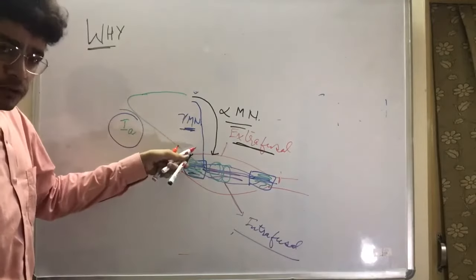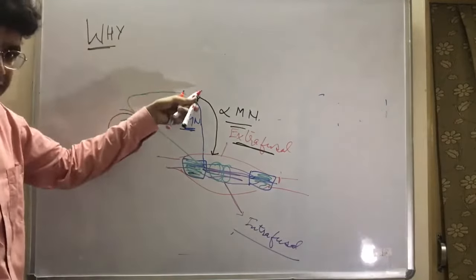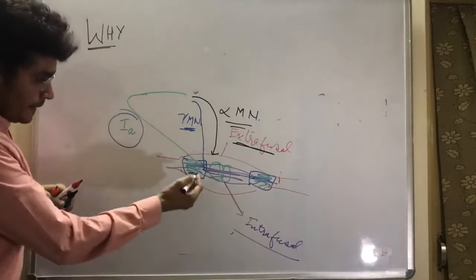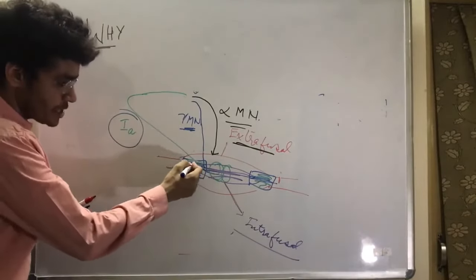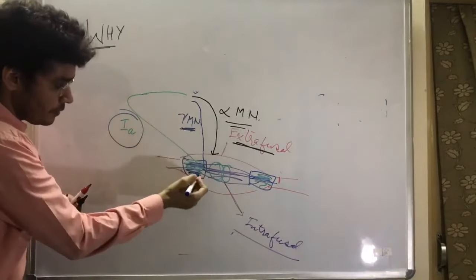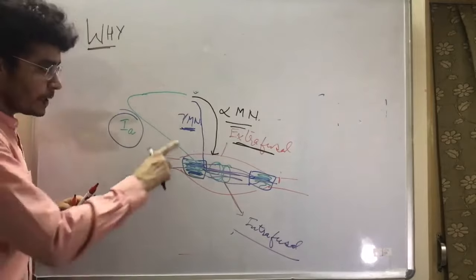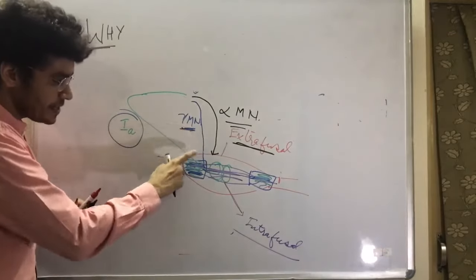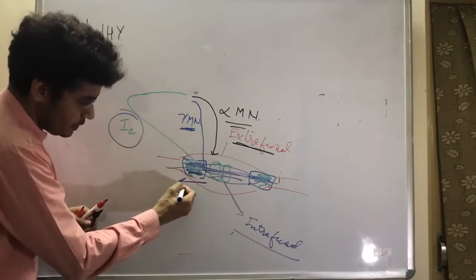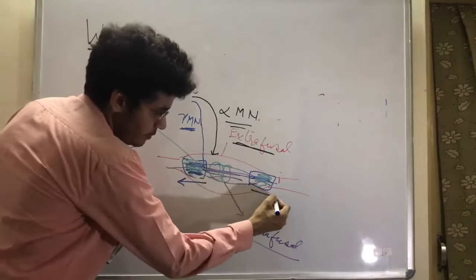It might also get stimulated from this part or from other things. When the gamma motor neuron gets stimulated, it innervates the contractile part of the muscle spindle. Because of the innervation of the contractile part of the muscle spindle by the gamma motor neuron, they get excited, and this part will contract. Now this contraction will move this way and this end will contract this way.